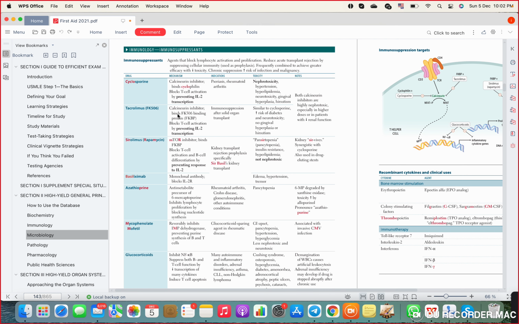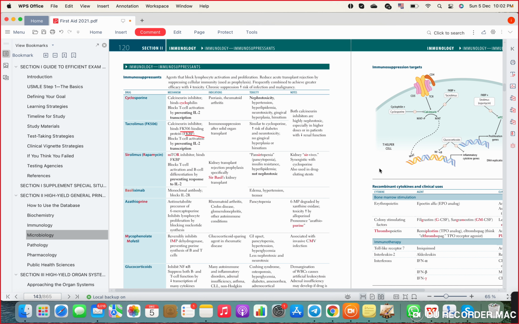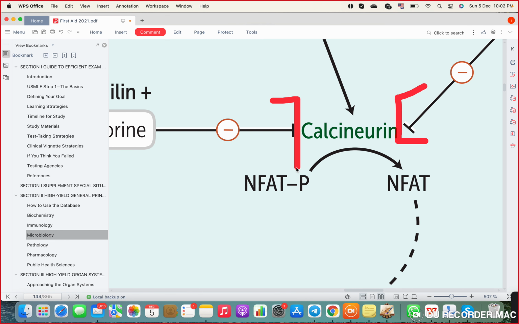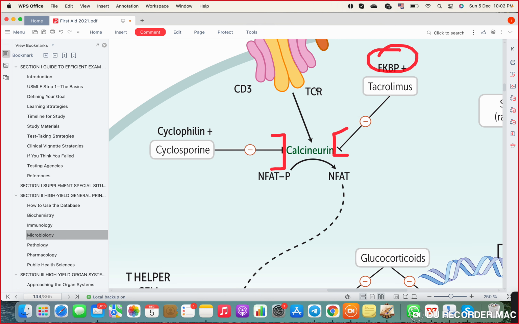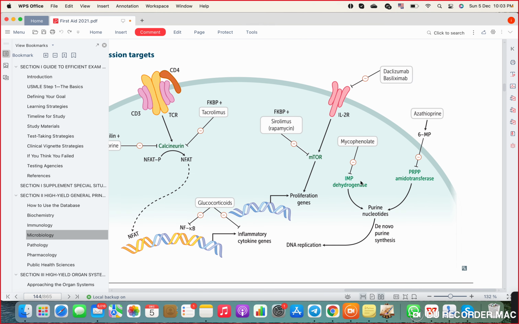Yes, it does. But here's the idea. The binding happens to the FK506 proteins, which is the FKBP, and that will lead to blockage of T cell activation by inhibiting the calcineurin. Basically, on the calcineurin there are these holders, okay? One of them is called FKBP, and the other one is called cyclophilin, okay? Cyclosporine can bind to this cyclophilin and block it, or tacrolimus can bind to the FKBP and block the calcineurin. Both of these will lead to reduction of NFAT, which will decrease the amount of interleukin-2 production. Yes?